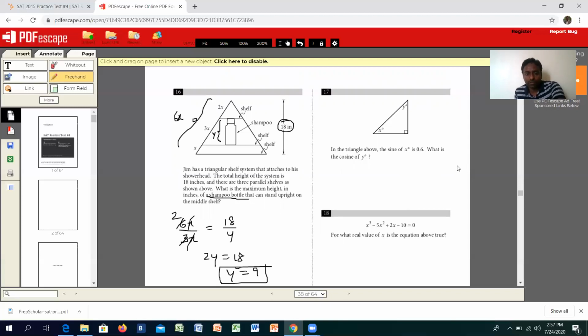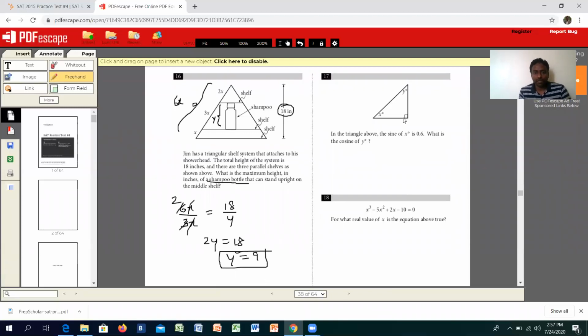Moving on to question number 17, a right angle triangle. The sine of x degrees is given as 0.6. We know the SOH CAH TOA relationship. So sine x degree is 0.6. What is the cosine of y?